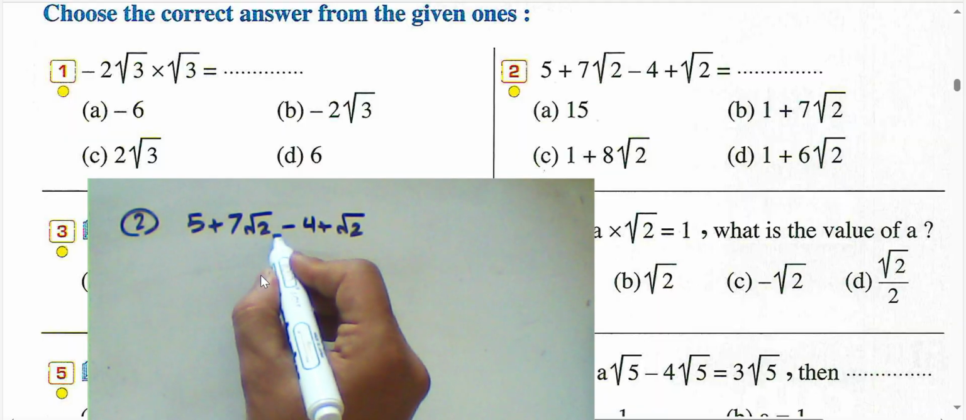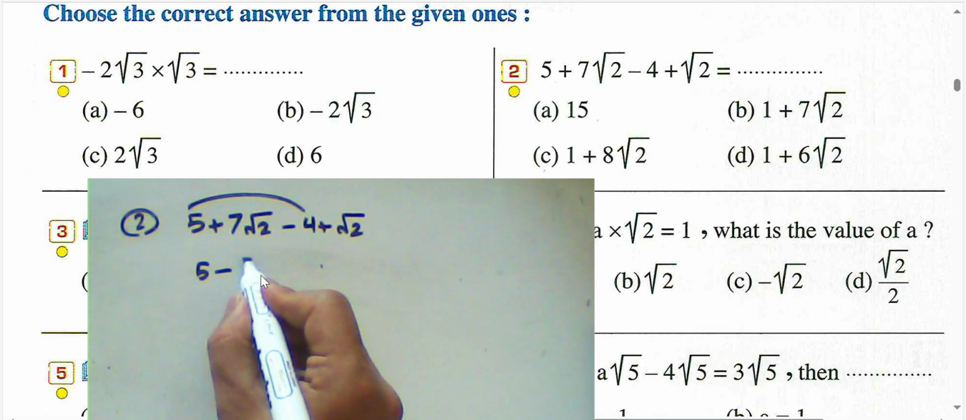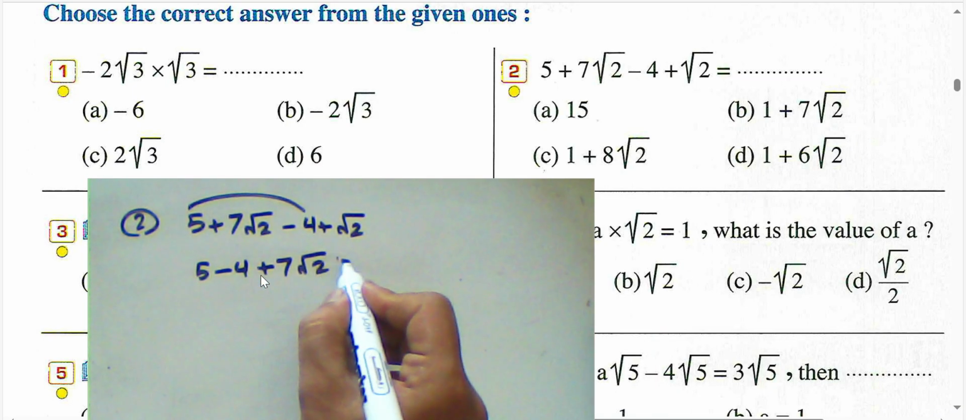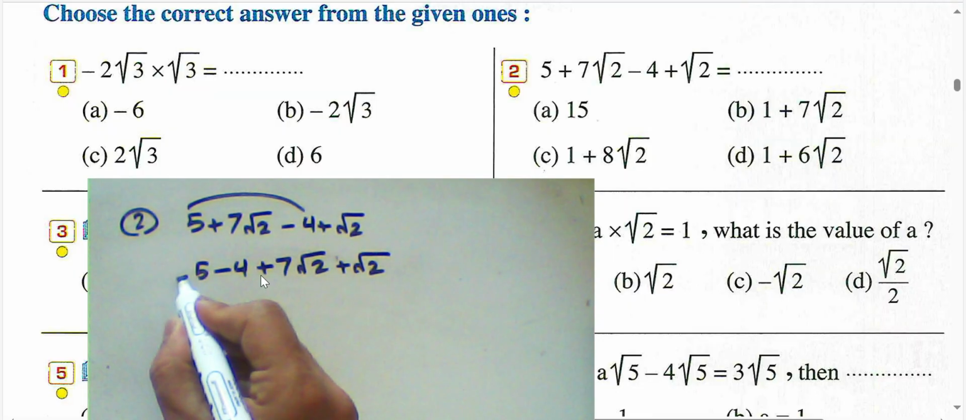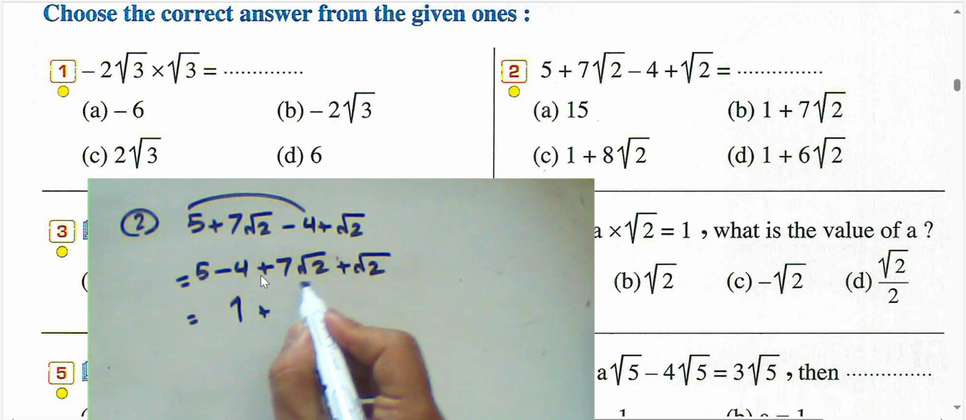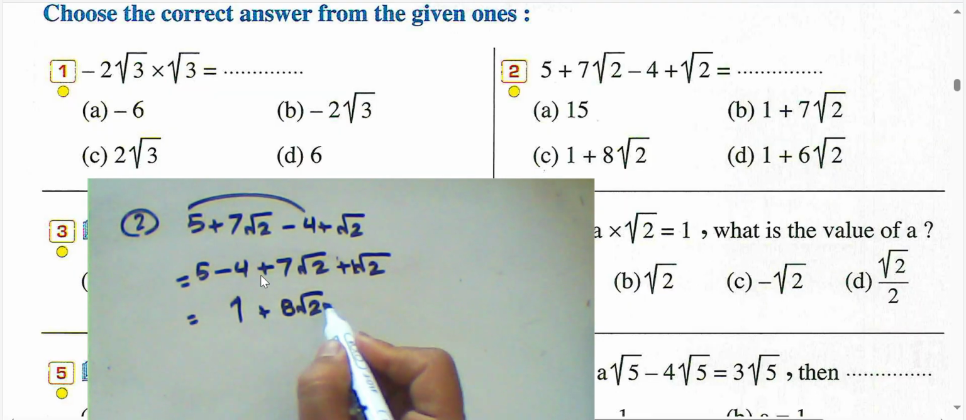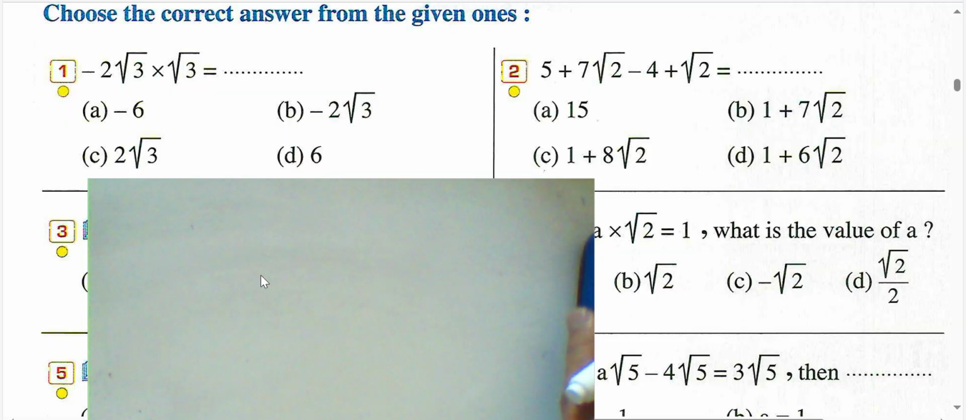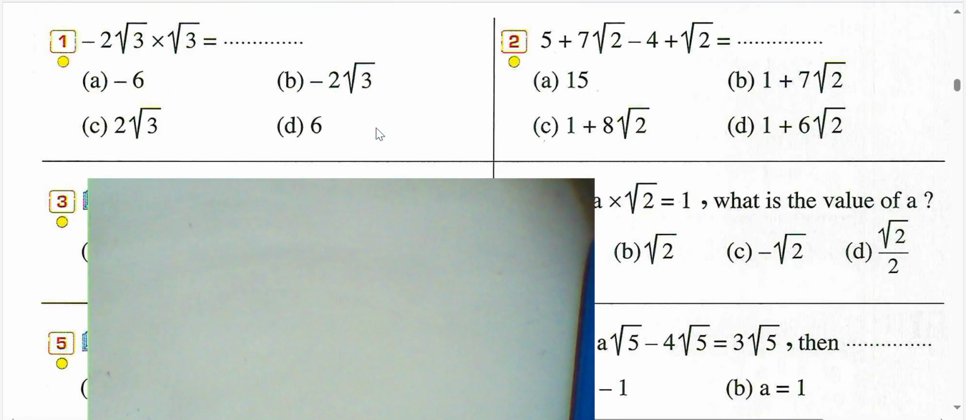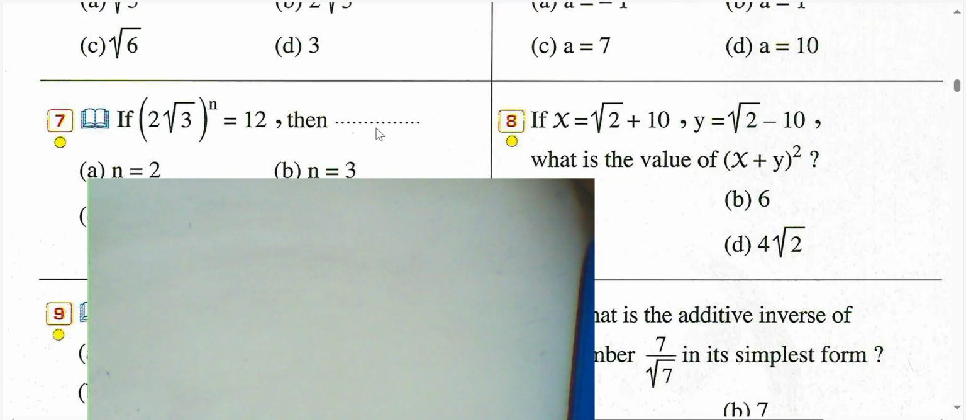2. We can add together 5 with negative 4, and 7 root 2 plus root 2. 5 minus 4 equals 1, and 7 plus 1 equals 8. And the result will be 1 plus 8 root 2. Okay, understood? All these questions I solved in the book.